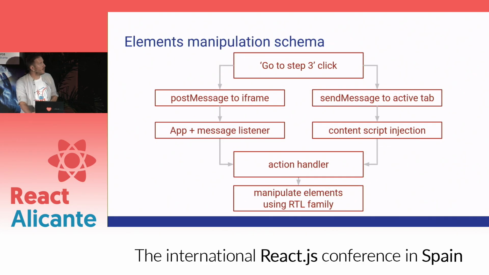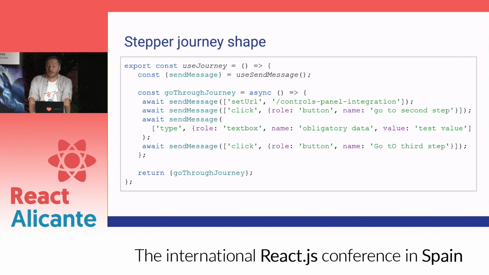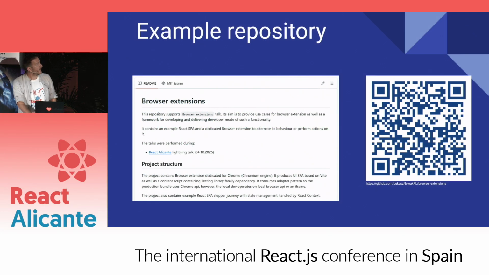So as you can see, when I click the button, it triggers communication through different APIs depending on the environment. The message is then executed by a unified action handler with the elegant help of Testing Library functions. And the scenario of such a journey becomes a simple and adjustable solution like this piece of code. I'm just sending parameters which represent actions to be taken on the application. Et voila.